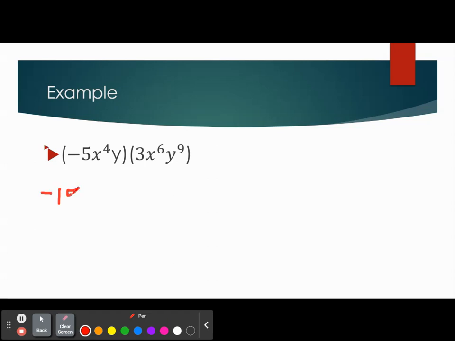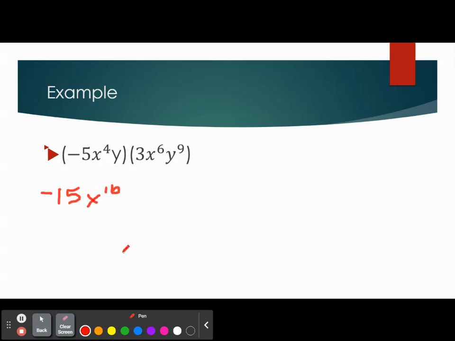Now you do the variables. And remember, how to know which variables to do first? Go in alphabetical order. Since x comes before y, do your x's first. So my question, what would x be raised to the power of, Ethan? I've got x to the 4th times x to the 6th. It would be x to the 10th. Good job. You add 4 plus 6. Okay, so we get negative 15 times x to the 10th.